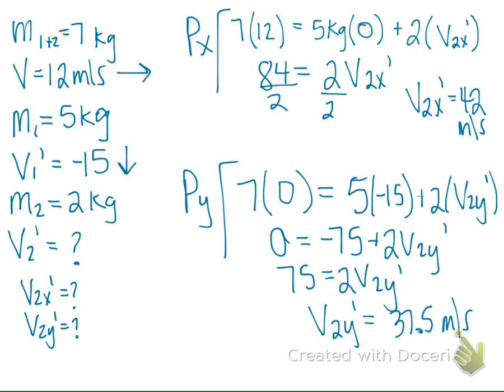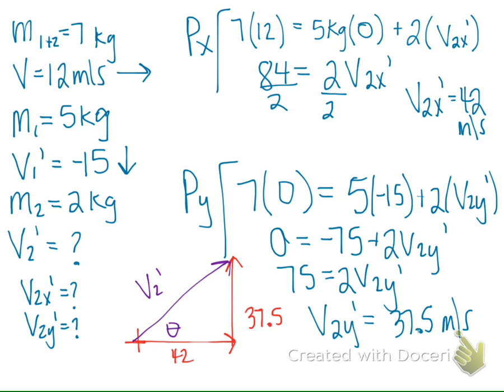So now let's go ahead and draw our resultant. Here's our origin. We'll go east first, and then we'll go north. So our north component was 37.5, and our east component was 42. We want to solve for our resultant, which is v sub 2 prime. We want to find that angle in there as well.